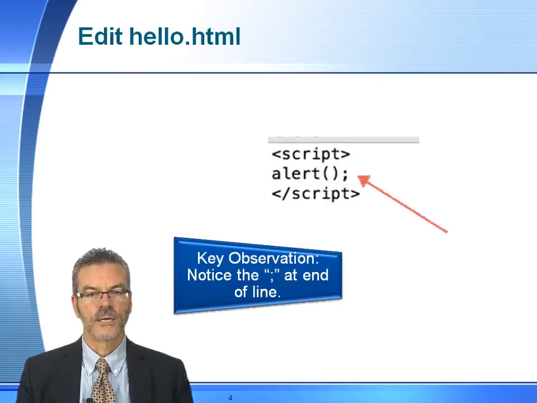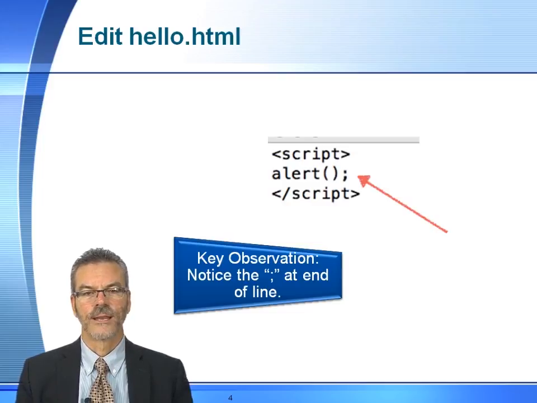So here's how it will look in our code. Notice we're building upon the skills we've already learned. We know about the script tag that says, here comes our script, and we know the ending script tag saying it's all done. Well, now, inside our hello.html, we have the alert function. And notice we type A-L-E-R-T, in other words, the word alert. We have an open parentheses, a close parentheses, but a key observation.